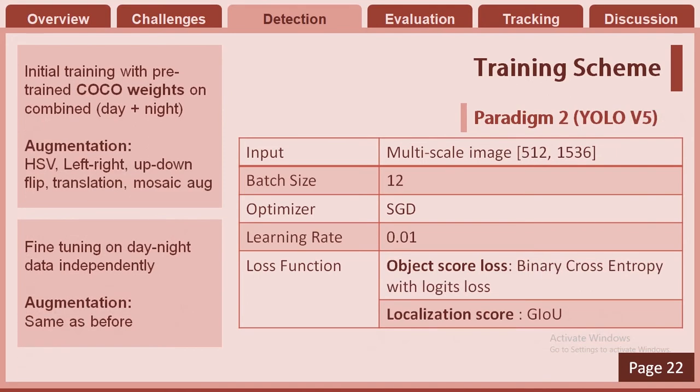After that, the YOLOv5 model was trained on COCO pretrained weights for the combined data. In this stage, we used some data augmentation mentioned here. Then we further fine-tuned the model on the day and night data independently. This is all from me. Now I would like to ask Naib to carry on the discussion on the detection evaluation and results section.